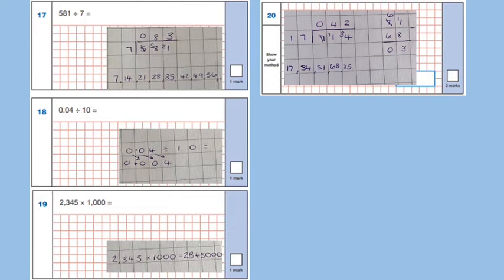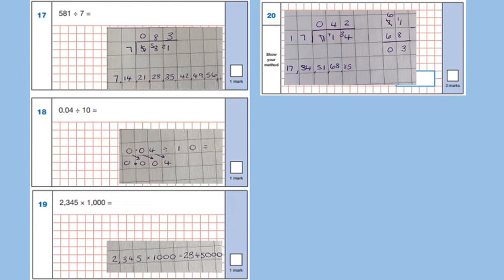Number 19, we've got 2,345 multiplied by 1,000. This one is nice and easy because if it is a whole number and you're multiplying it by 1,000, all of your digits just move up 3 place values, and as you can see there, that is what I have done to give me the answer 2,345,000.